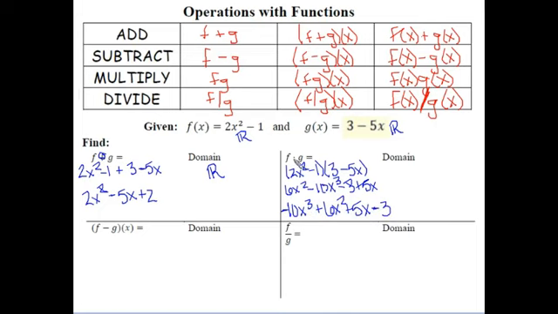Now again, since we're talking about the domain of our new equation, we have to take the previous ones into account. They were both all real numbers, so no restrictions means that our new equation doesn't have any restrictions either.